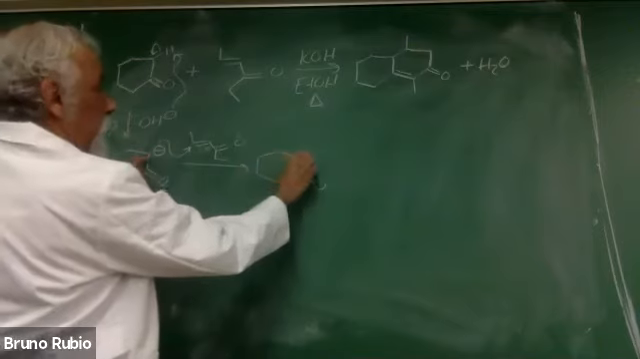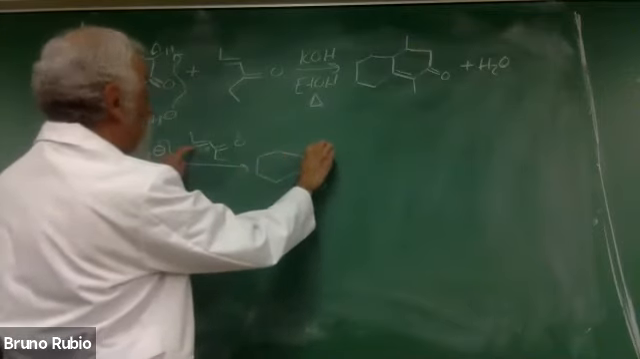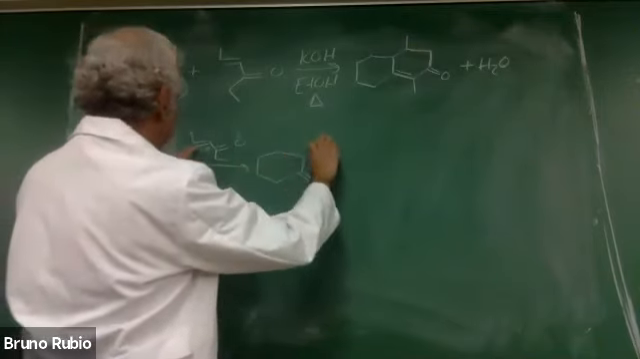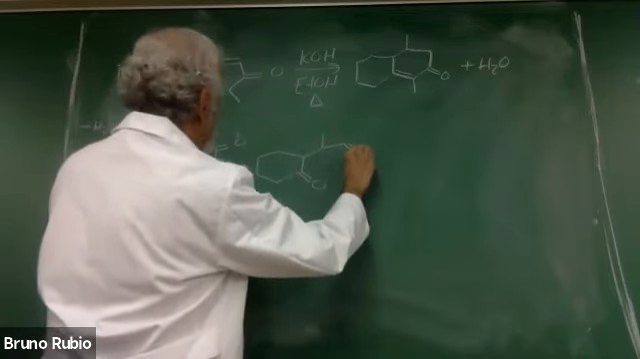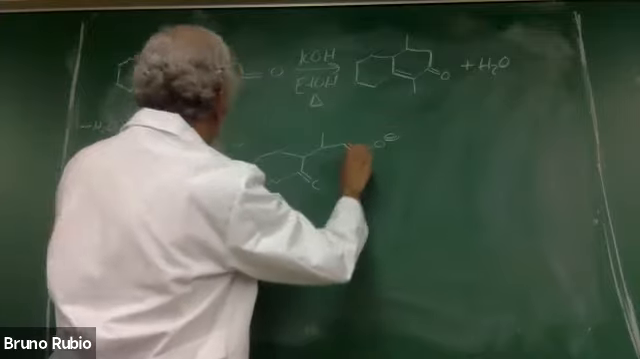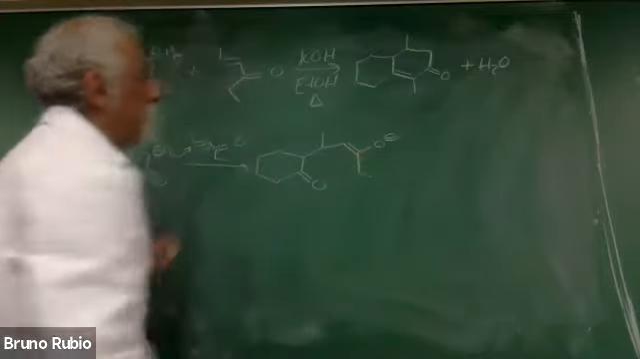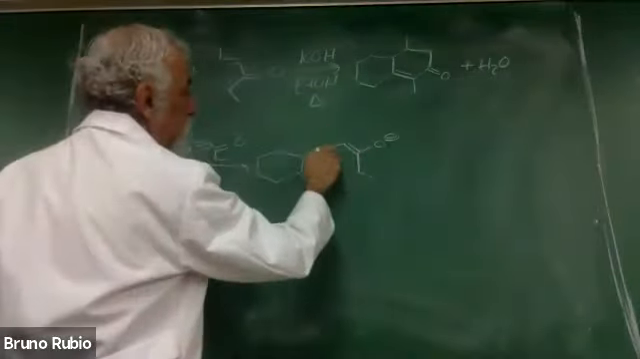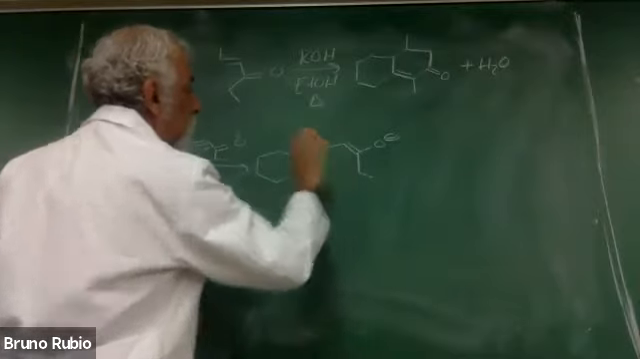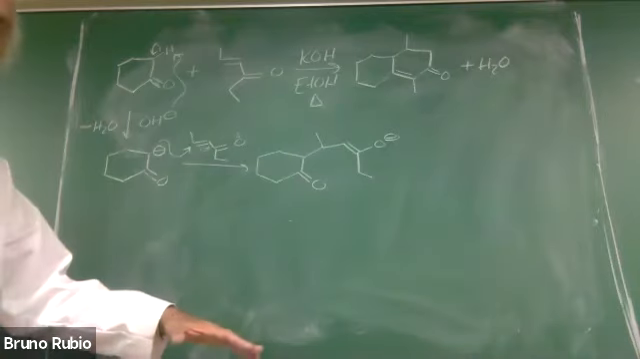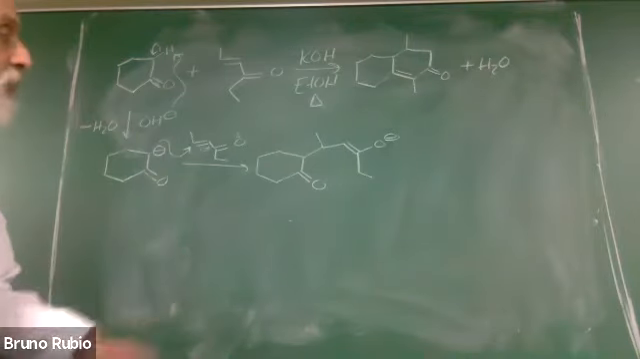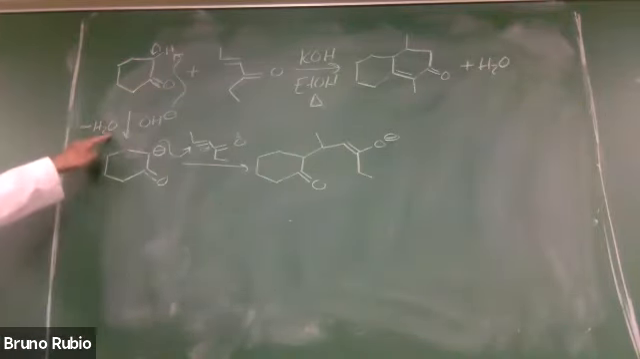So the negative charge hooks up to the beta carbon. There's my double bond, O minus. Okay, so that was the Michael addition to the beta carbon of the alpha beta unsaturated carbonyl.